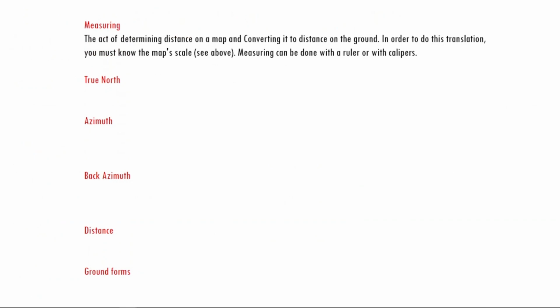Measuring. The act of determining distance on a map and converting it to distance on the ground. In order to do this translation, you must know the map's scale. As we said earlier, the map scale comes into play when you have to do measuring.